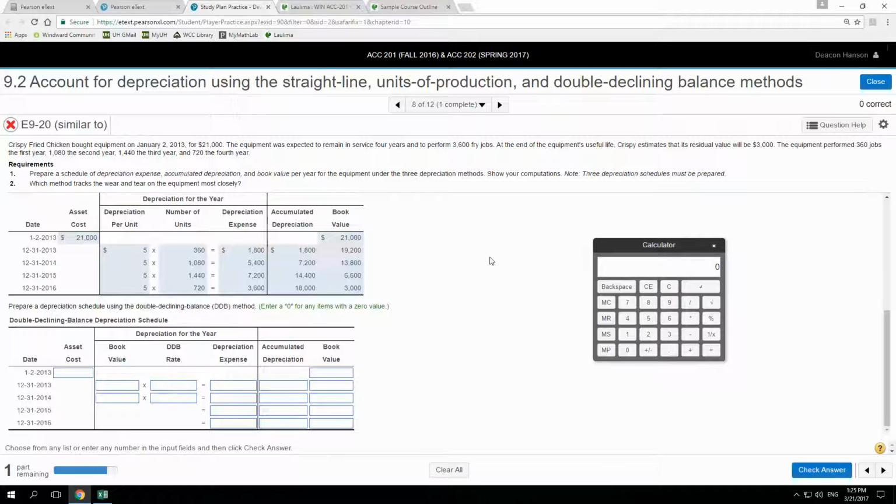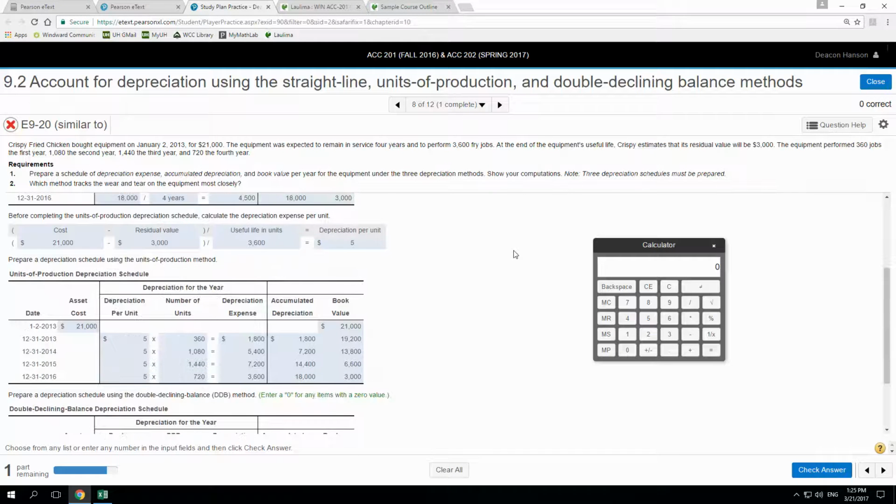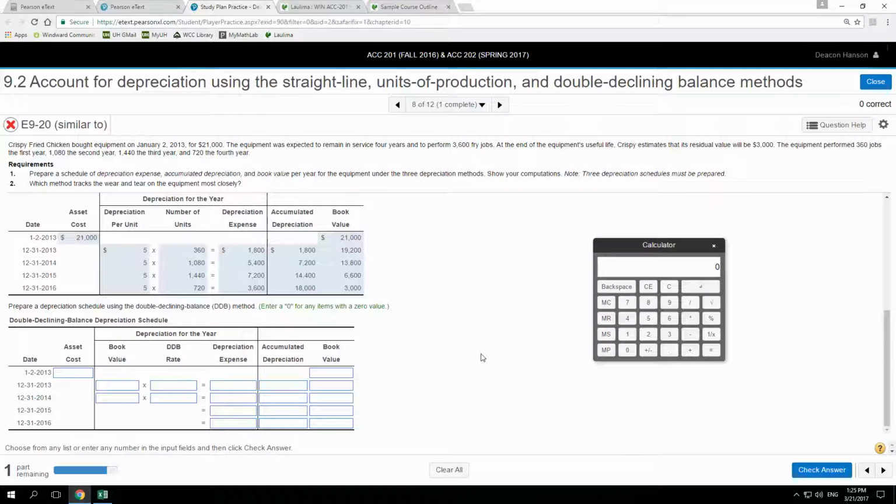Okay, finally, the double declining balance method, which is a little different than the first two. The first two have more commonalities with each other than the double declining has with any of them. But we're going to set it up. We start out with a $21,000 asset cost and a $21,000 book value because there hasn't been any depreciation yet.